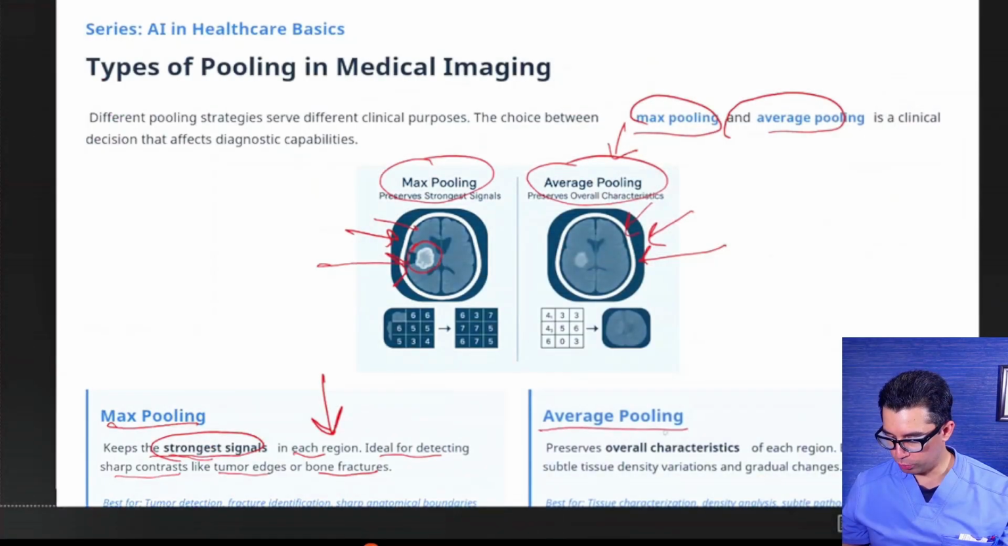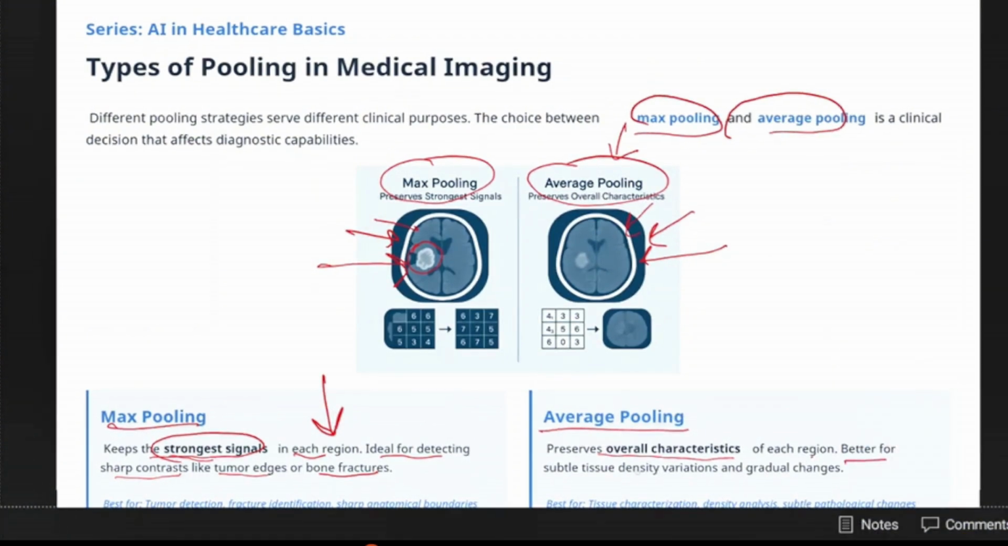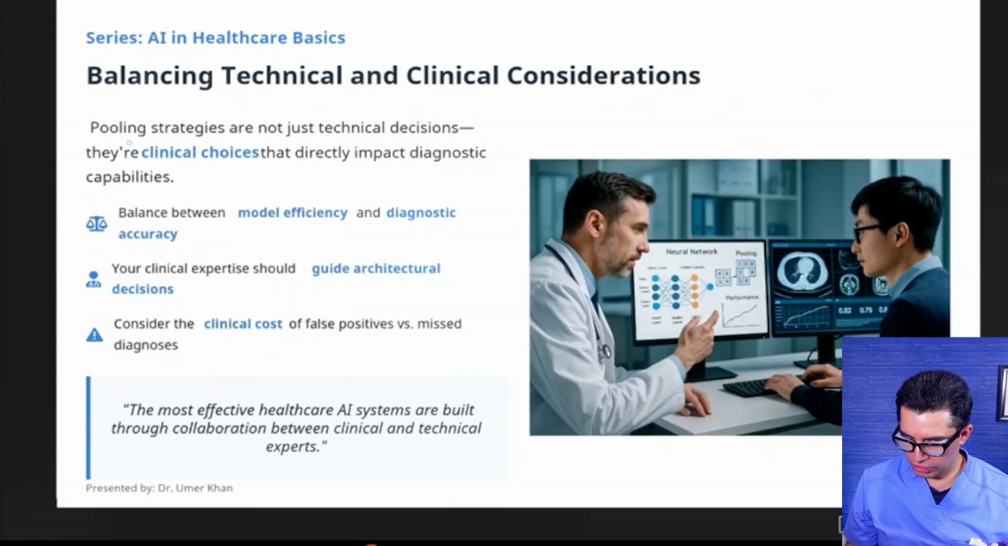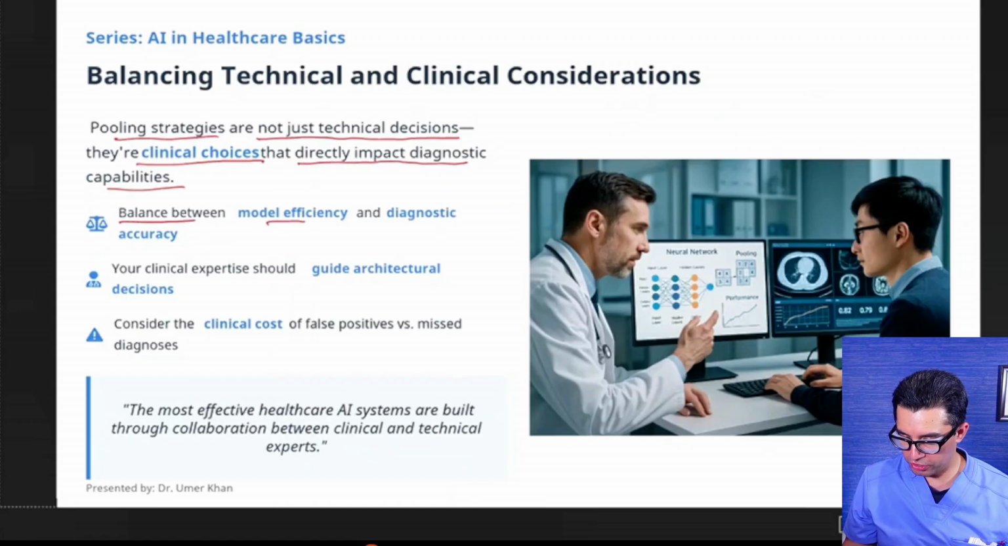Then average pooling preserves overall characteristics of each region, which is better for subtle tissue density variations and gradual changes that a tissue may be experiencing. And pooling strategies are not just technical decisions, they are clinical choices, and they directly impact diagnostic capabilities. So you have to balance between model efficiency and diagnostic accuracy, and your clinical expertise should guide architectural decisions.